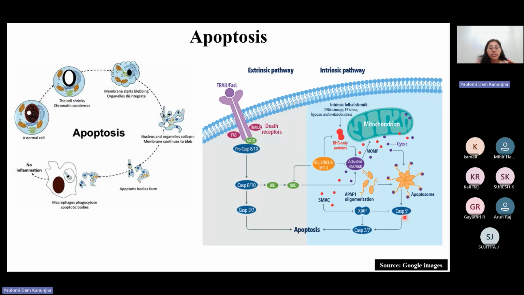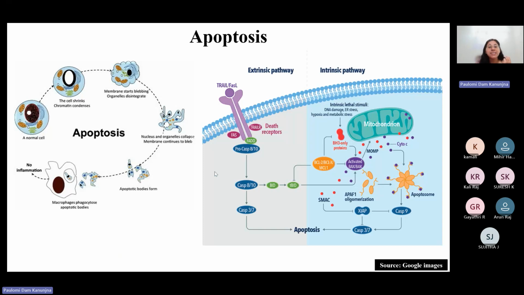And now we'll quickly do the extrinsic pathway, which is this side on your figure. So in the extrinsic pathway, as I said, it is a death receptor pathway. So you have these FasL or TNF, they bind to their respective receptors. As soon as they do that, they form something called death inducing signaling complex, DISC. So you have the receptor, you have the protein, and then you have procaspase 8 coming into play.